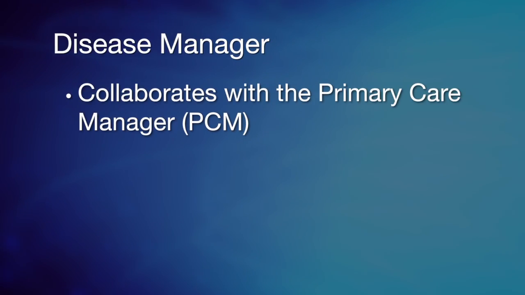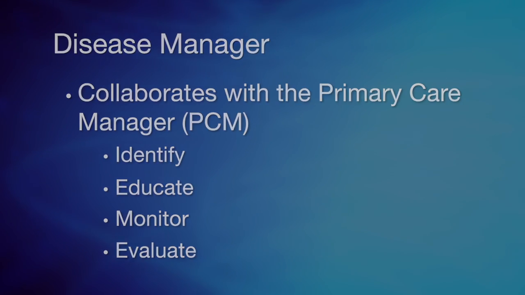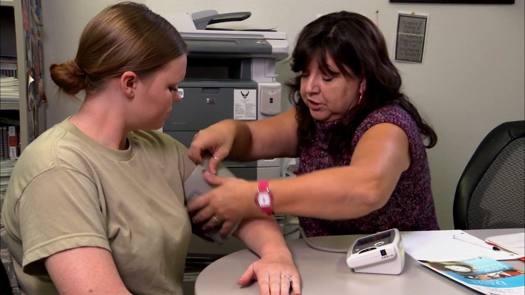The number of disease managers required by the MTF is based on disease burden per 1,500 patients. Patients with multiple comorbidities are only counted once in this formula. The goal of DM is patient self-care. The disease manager collaborates with the primary care manager, or PCM, to identify, educate, monitor, and evaluate patients with chronic disease. The disease manager should then establish processes for the patient to self-manage their disease and educate them on available resources.